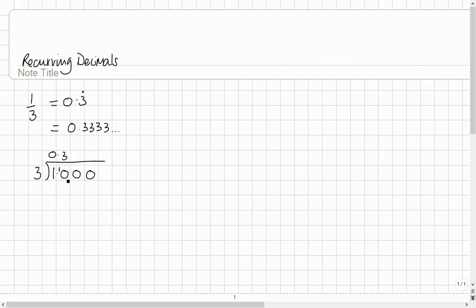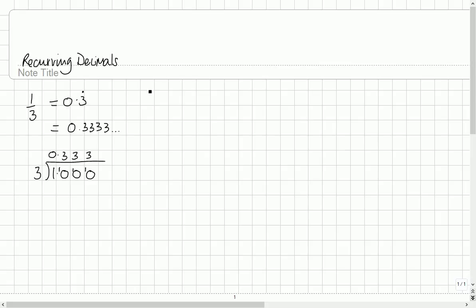3 times. Remainder 1. 3 goes into 10 3 times. Remainder 1. 3 goes into 10 3 times. Remainder 1, and so on and so on and so on. So you can see where that recurring decimal is coming from.